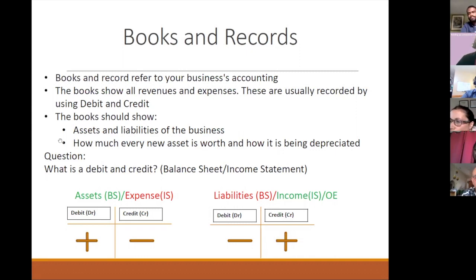Yep. But if it's taxable, it should be. Yep. It depends on whether or not it's taxable.